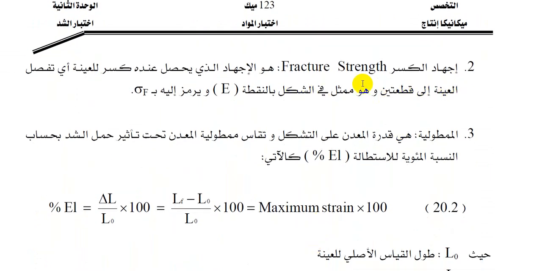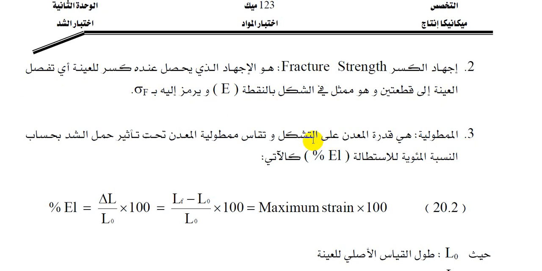2. Fracture strength. Fracture strength is the stress at which the fracture of the specimen will take place, splitting the specimen into two halves, visualized by the point E in the figure and denoted by sigma F. F is the word indicating the fracture, conjugated with sigma, the Latin prefix of stress, indicating that the stress is of a certain form.